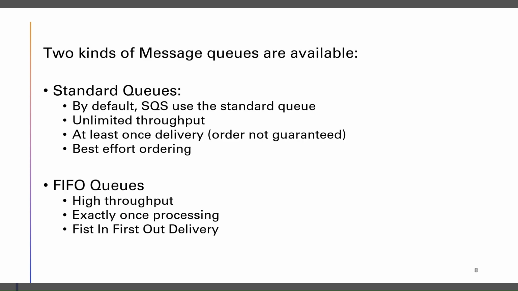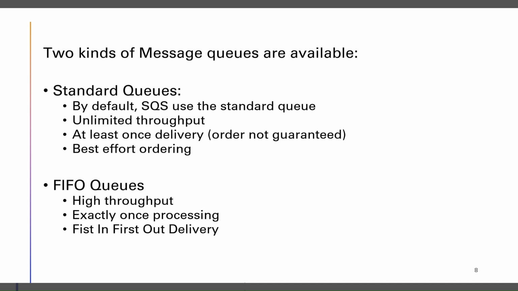We have two kinds of queues. One is the standard queue and the other is the FIFO queue. The standard queue supports a nearly unlimited number of transactions per second. Messages are delivered at least once, with best effort ordering, which means messages might be delivered in an order different from which they were sent. So the order is not guaranteed here. And one more type is the FIFO queue.